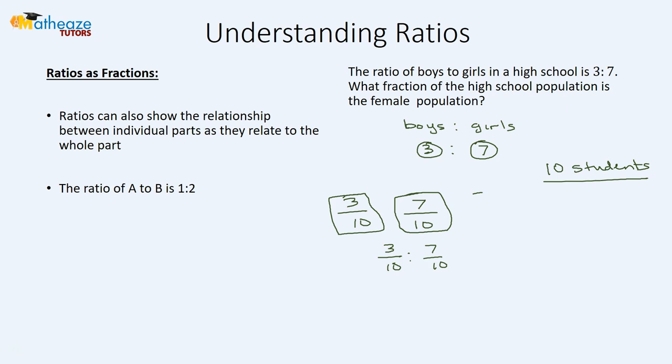Now we can write this as a fraction, and we have 3 over 10 divided by 7 over 10. And then we have 3 over 10 times 10 over 7. So you can see that the 10 crosses out, so we have 3 over 7. So this is 3 to 7. You can see that either way we still end up with the same ratio, and you can see the relationship between the ratio of a part and the ratio of the whole thing.